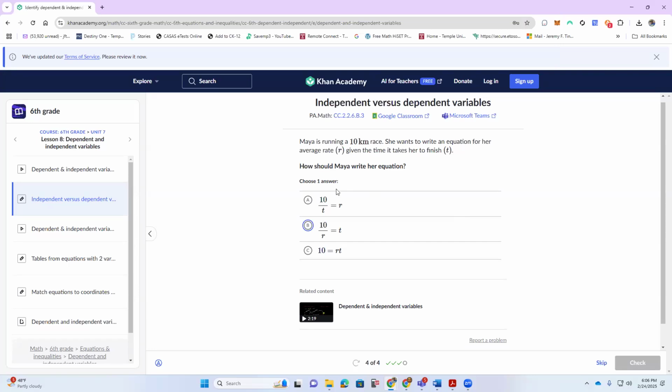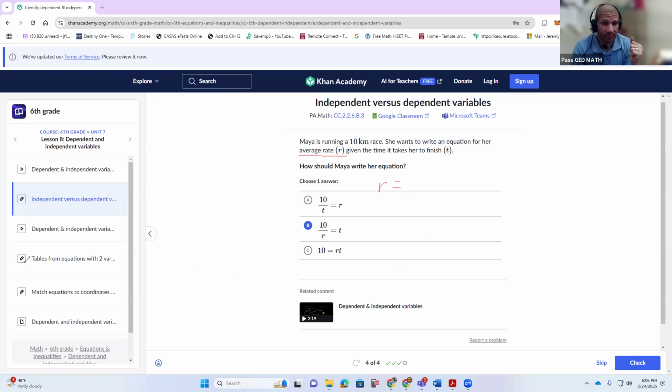B. Yes. All right, why did you say B? Because of the way that is set up there. So that's what's given. What's given? First of all, it says she wants to write an equation for her average rate. That should give you a clue right there. She wants to write an equation for her average rate, R. So that means it must be R equals something, right? Remember, so let's check it because you picked B.